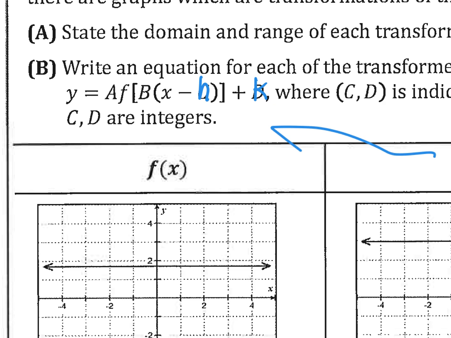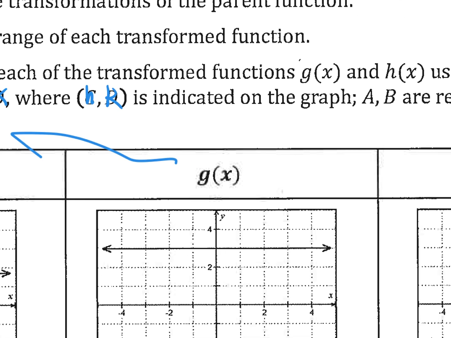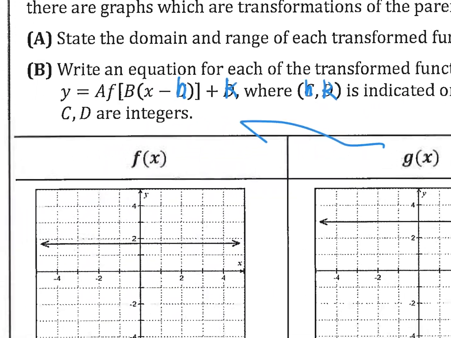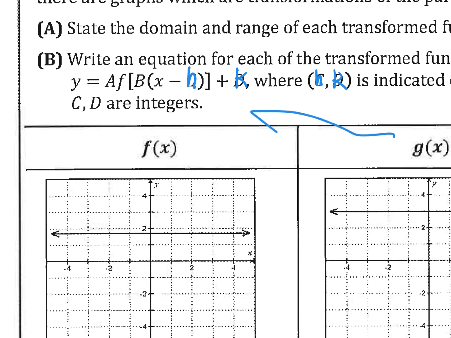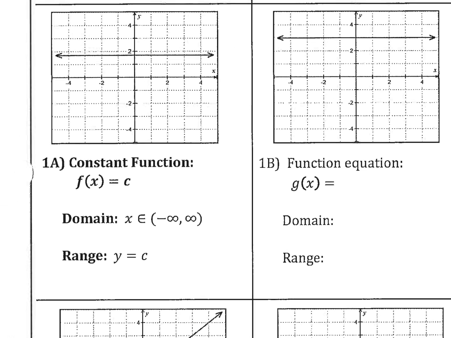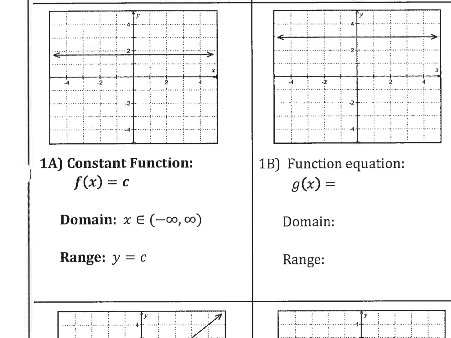H and K are left and right, right? So H and K is the indicator on the graph. A and B are real numbers. A and B are stretches and compressions, up and down, side to side. H and K are left and right and up and down, aren't they? All right, so it wants to know, how do we write this constant function? What is this constant function? How do we write a constant function?